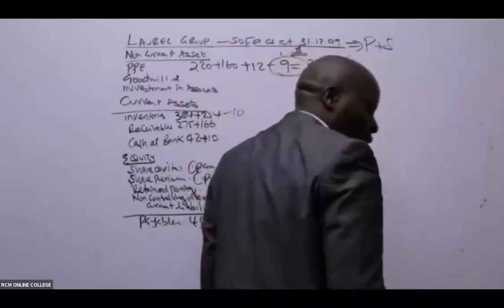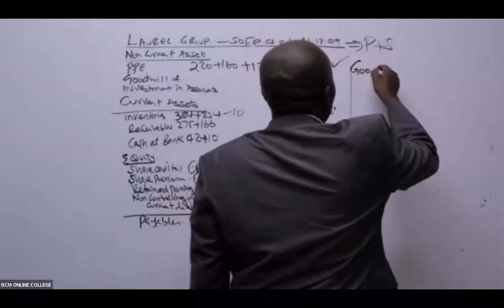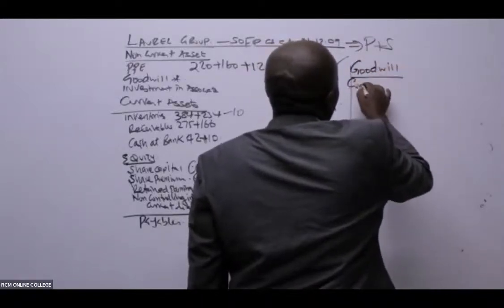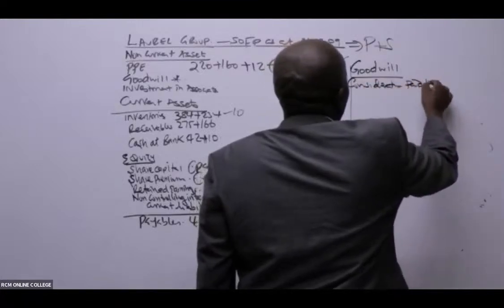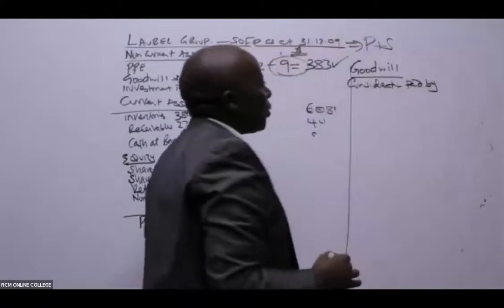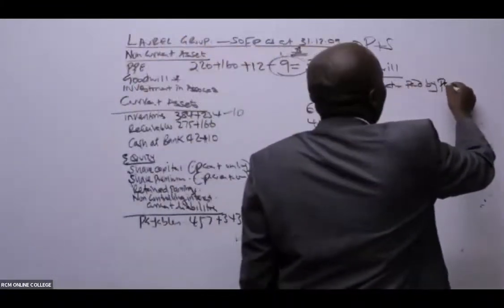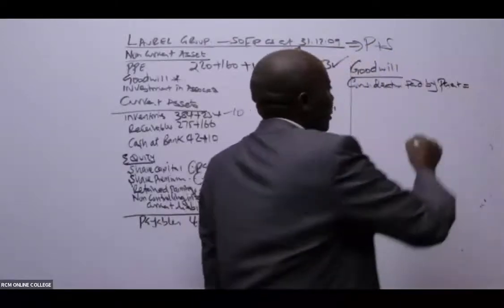So in this question, what do we have? We have here goodwill computation. So we have consideration paid by who? Paid by parent. How much was paid? Are you able to see the figure? How much was paid? 116.